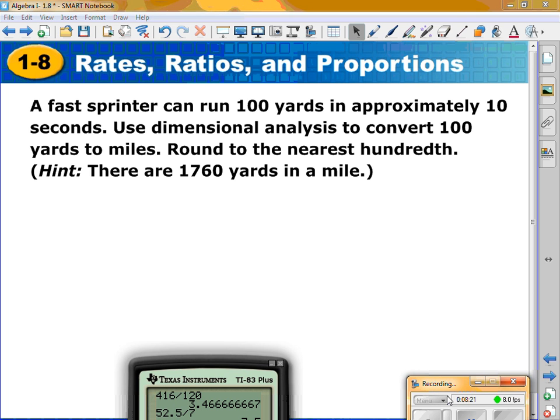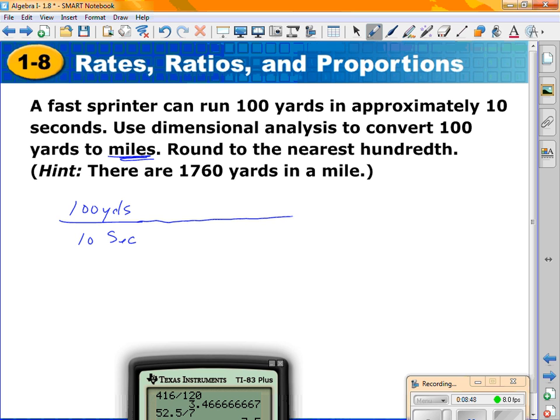76 divided by... I said it wrong about we use feet, yards, miles. The rest of the world uses the metric system. I said it wrong. So I'm going to have 100 yards divided by 10 seconds. Now, I want to find out how many miles this is. So I'm going to do some conversions.